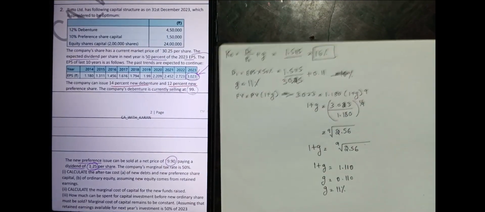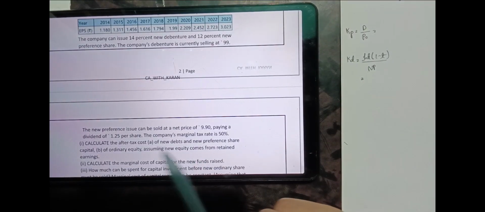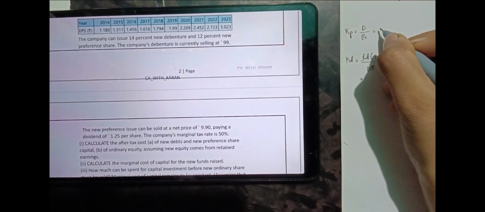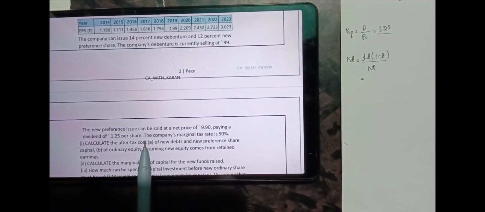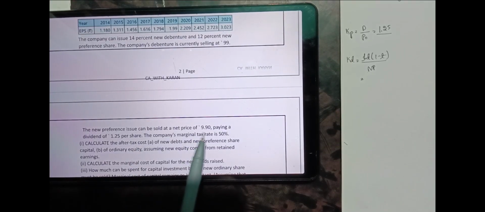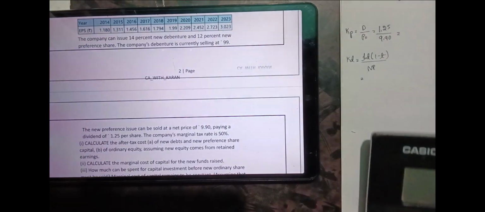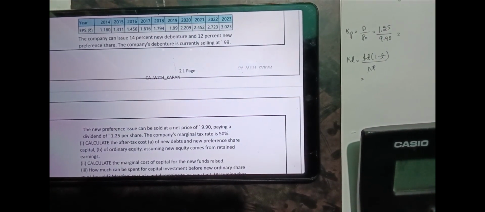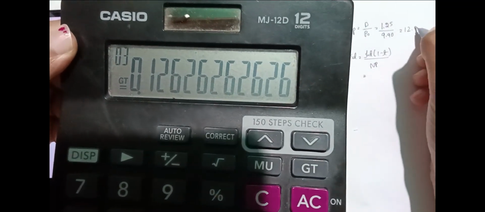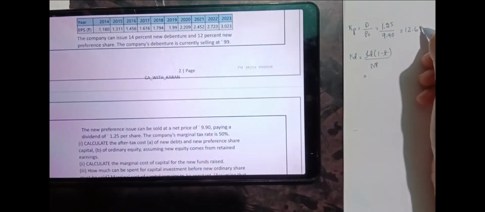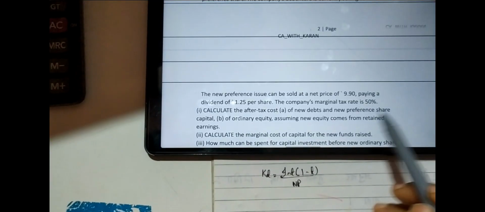And next we're going to calculate the cost of preference shares. They have given that the dividend is 1.25 per share. So 1.25 upon P0, where they have given that the new preference issue can be sold at a net price of 9.90. So 1.25 divided by 9.90 comes out to be 12.63%. So now we have calculated KP and KE.